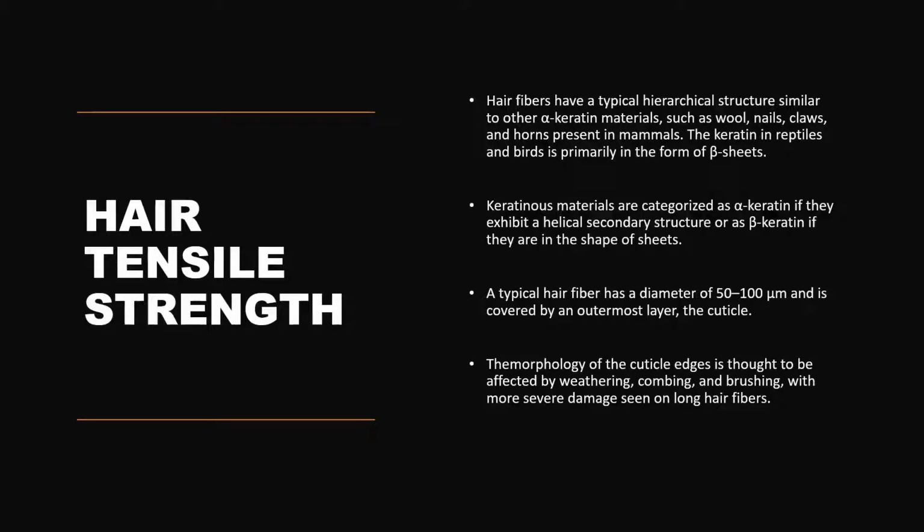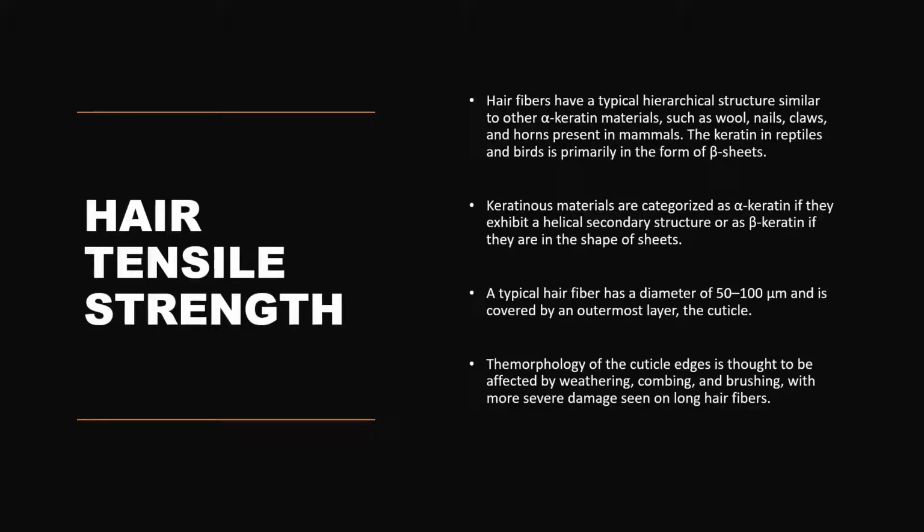Hair fibers are typically made up of a material known as alpha keratin. Alpha keratin is the same substance of which our nails, claws, wool, and horns in animals are made. Another type is also there, known as beta keratin. Human hairs are made up of alpha keratin. Alpha keratin has a specific helical secondary structure, and it can be easily differentiated from beta keratin, which is present in the shape of sheets.